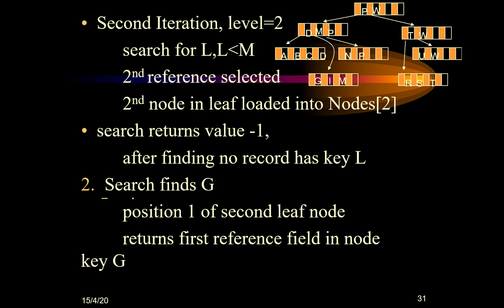The second case is in the case of G. The same procedure happens. Once G is found, that particular location, that is this location, is returned. If it is not found, -1 is returned; if it is located, that position or address is returned.